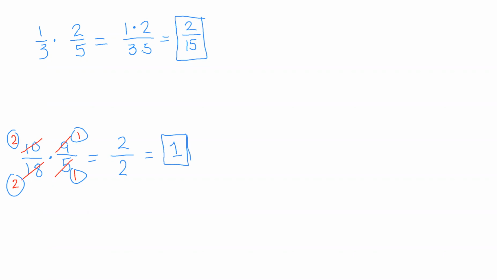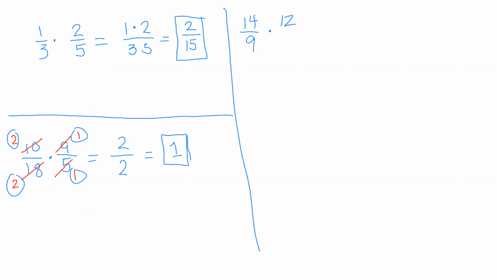All right. So let's try another example. Let's say I have 14 over 9 times 12 over 23. Okay, I always want to look to see if there's any kind of common factor in the numerator or the denominator. Okay, and I'm drawn to the 9 and the 12. I know that 9 and 12 both have a common factor of 3. So I'm going to divide 9 by 3. So 9 divided by 3 is 3. 12 divided by 3 is 4.